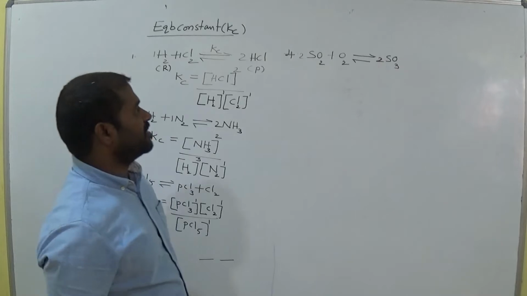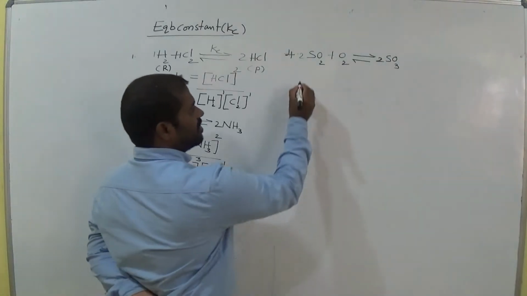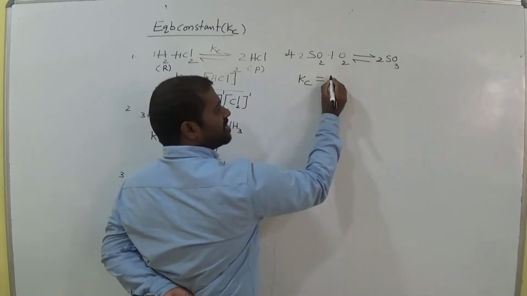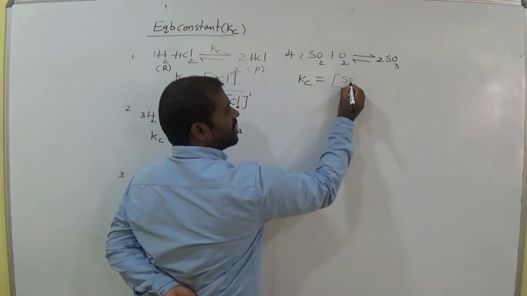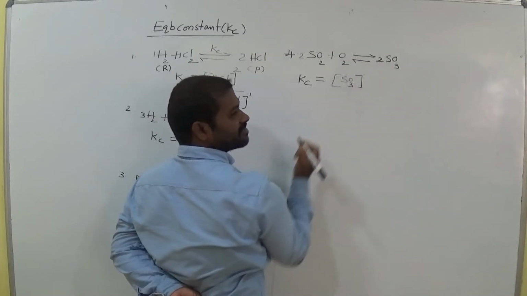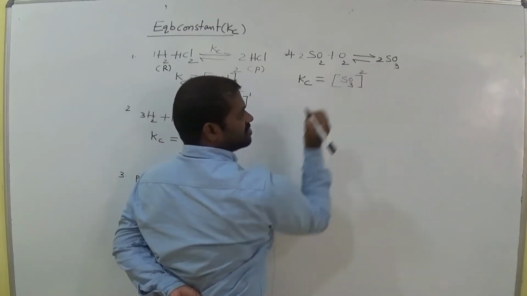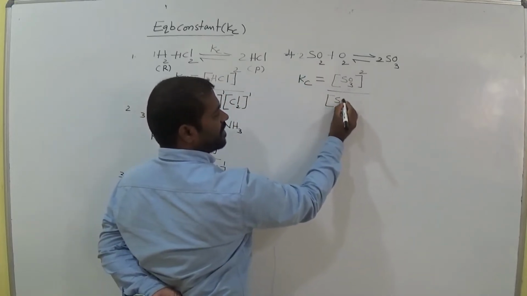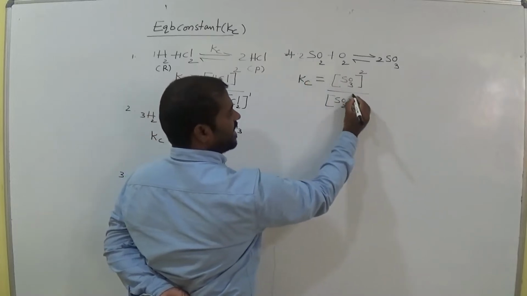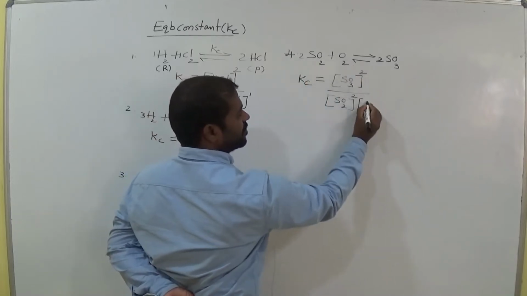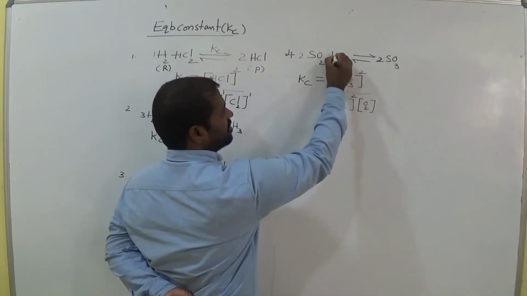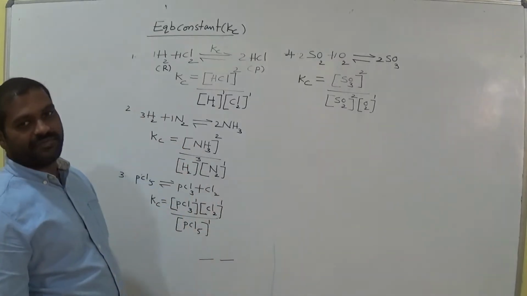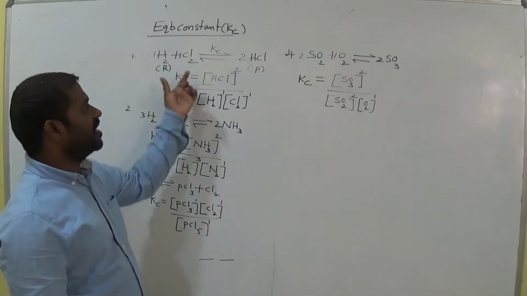Write the Kc expression for the given equation, that is Kc is equal to the molar concentration of products. What is the product here? SO3. What is the coefficient? 2, by the molar concentration of SO2, coefficient taken as 2, molar concentration of O2, and what is the coefficient here? 1. Write as power. This is the expression for the equilibrium constant for a given reversible reaction.